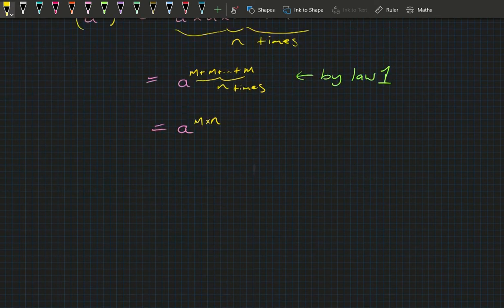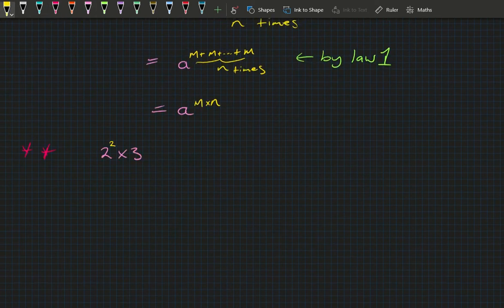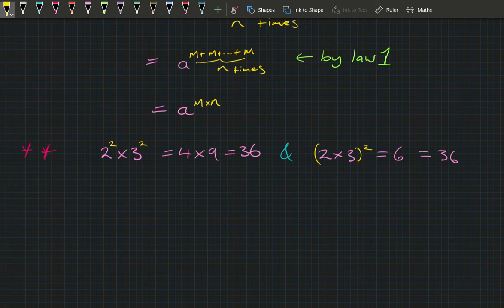All right, next, 2 squared is 4, and 3 squared is 9, and 4 times 9 equals 36. So that means 2 to the power of 2 times 3 to the power of 2 equals 36, right? But it also happens to be true that 2 times 3 is 6, and 6 squared is equal to 36. Now this isn't just some weird fact. This is going to work for all numbers raised to the same power, and that's because if we're multiplying numbers together, it doesn't matter what order we multiply them in.